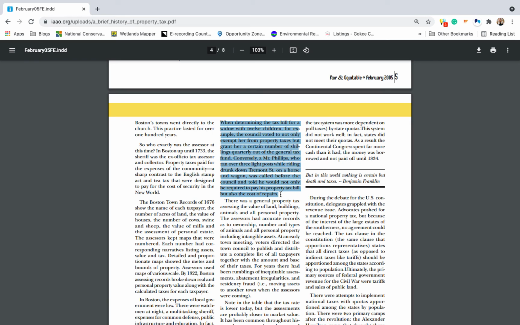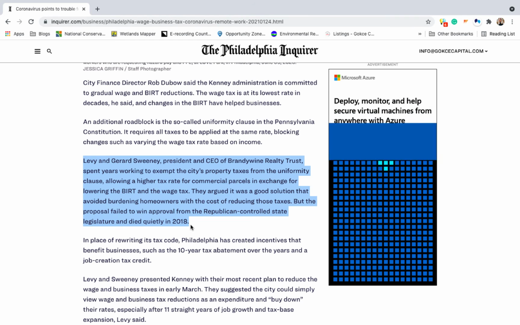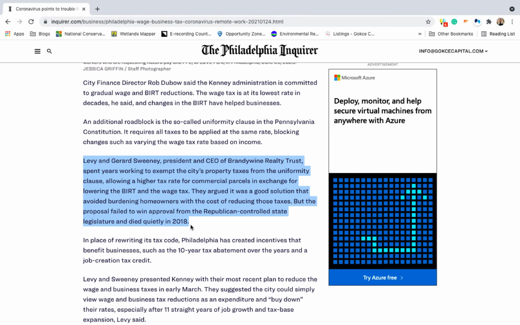Of course, we no longer live in small towns where we can trust an elected group of officials to weigh the fairness of each individual property tax bill. Instead, we rely on the more inflexible but equitable notion of uniformity, which was what Paul Levy was up against. The easiest way for Paul to replace the revenue lost by lowering Philadelphia's wage tax was to increase the property tax rate on downtown commercial properties. But Pennsylvania's uniformity clause would not allow commercial rates to be higher than residential rates.